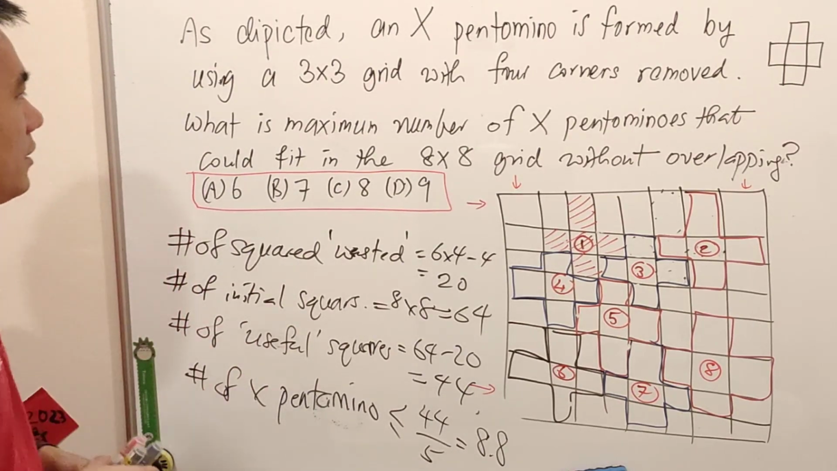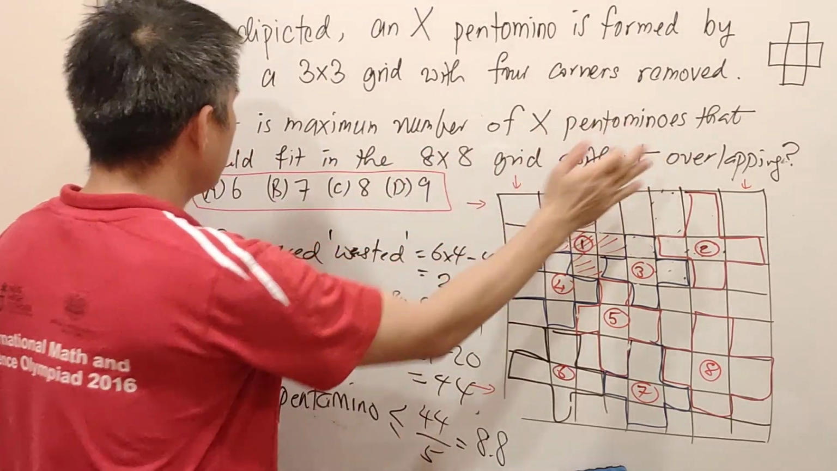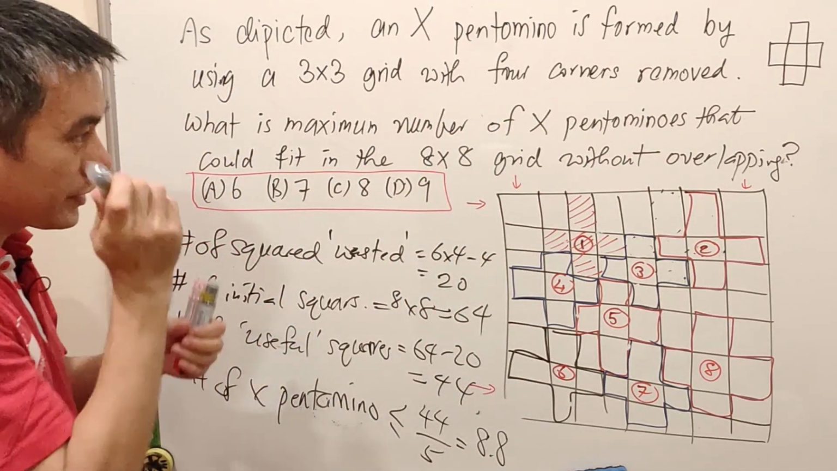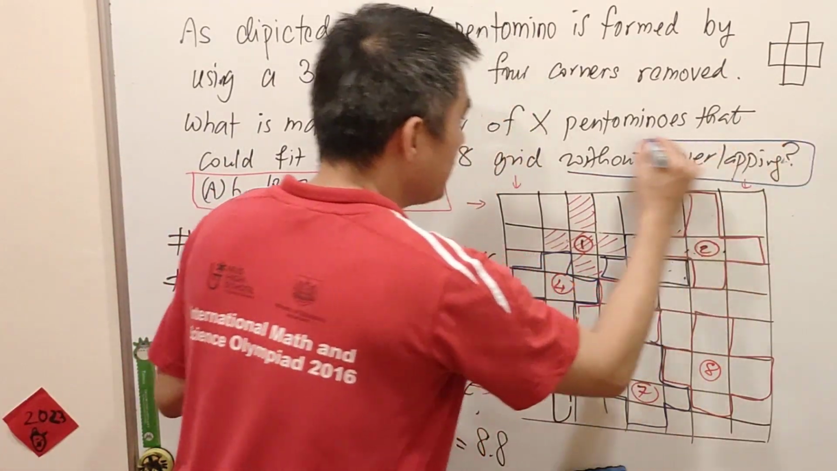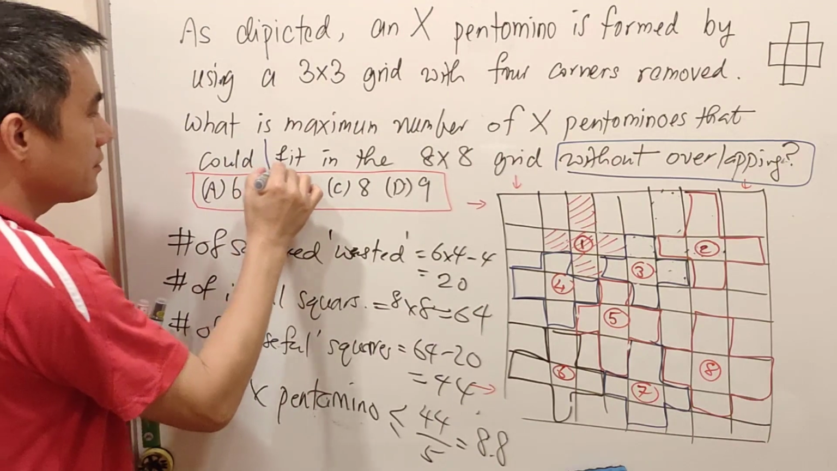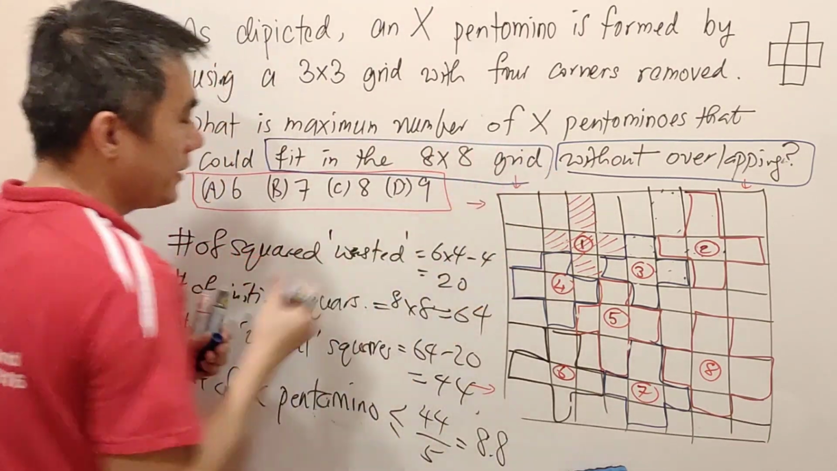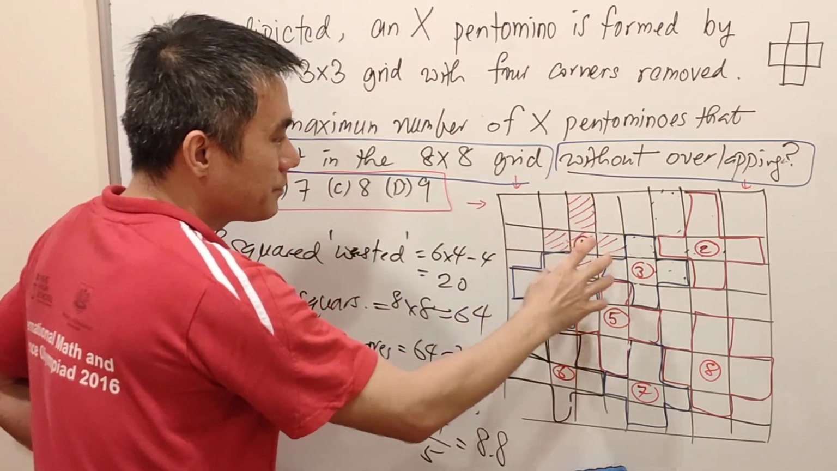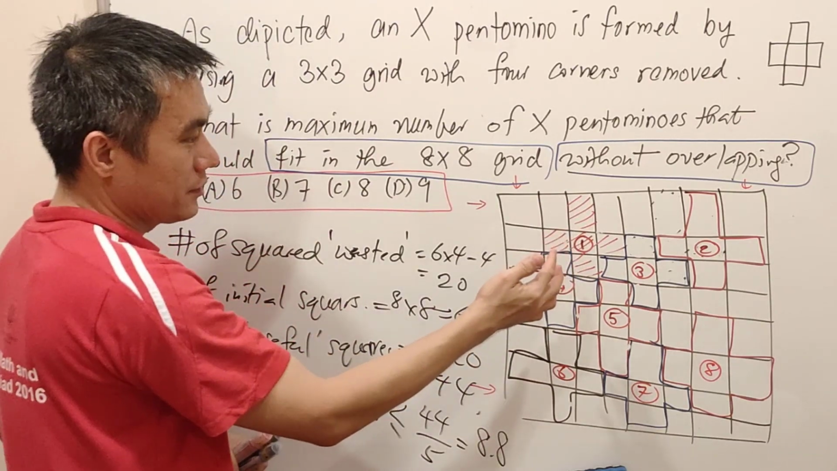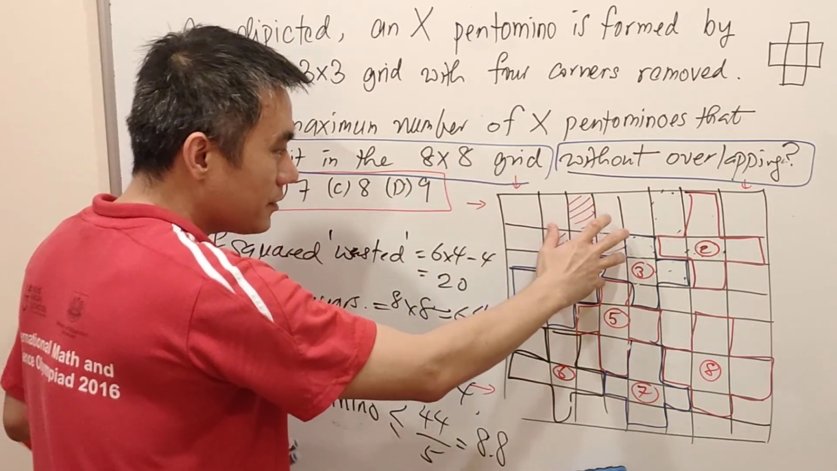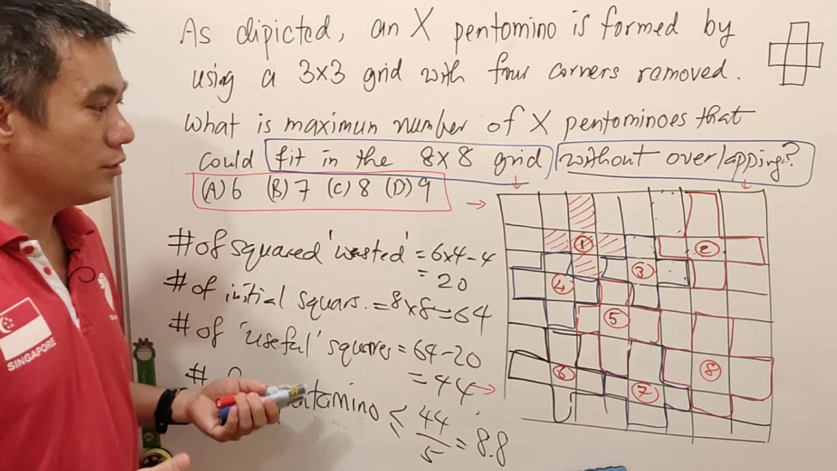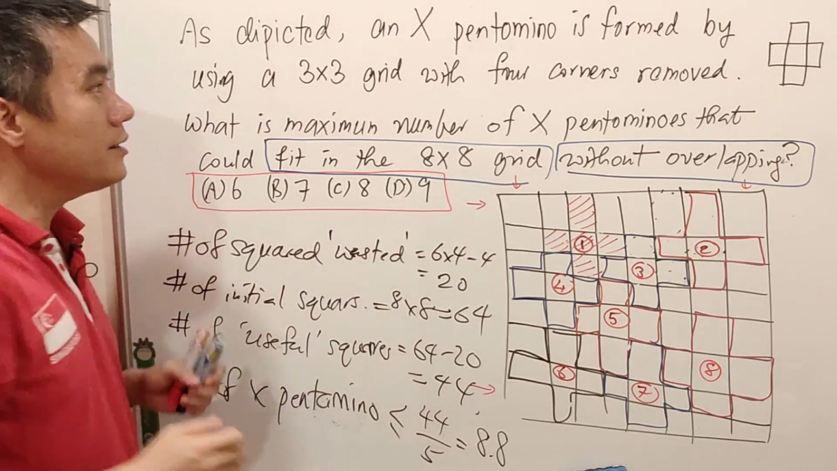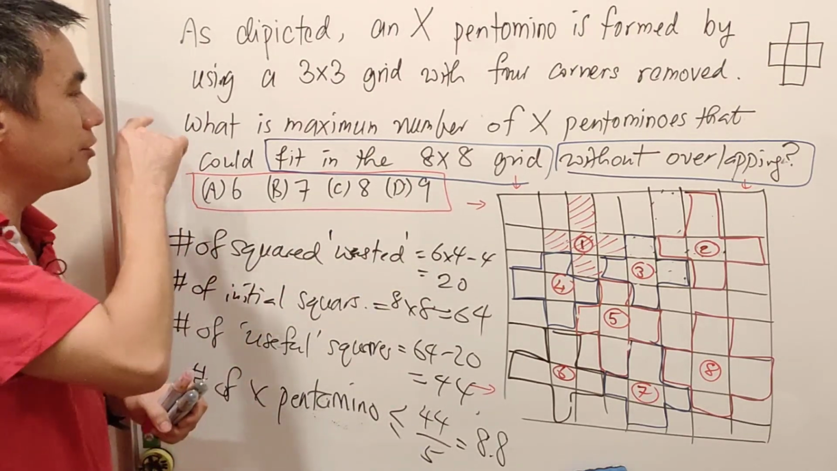Let's look at the question again. What is the maximum number of X Pentominoes that could fit in the 8x8 grid without overlapping? So the key words here are without overlapping, and it must fit into this 8x8 grid. It never says that all these Pentominoes must be placed in this position. It may be slanted a little bit, and why not? So let me present some of the responses that actually can reach up to 9 X Pentominoes and fulfill the condition here.